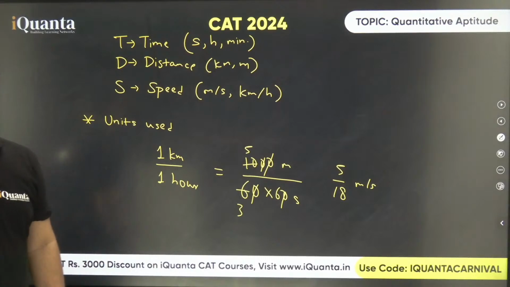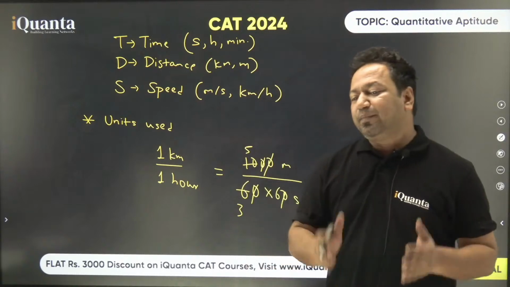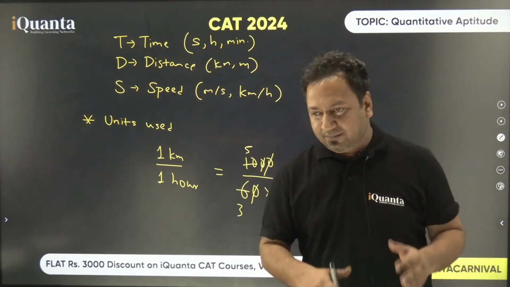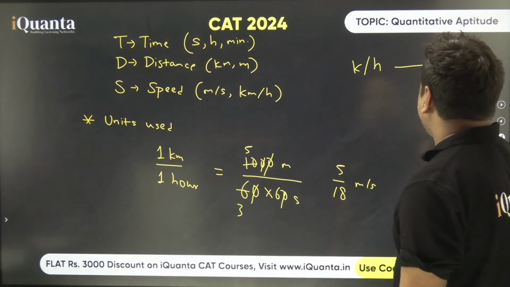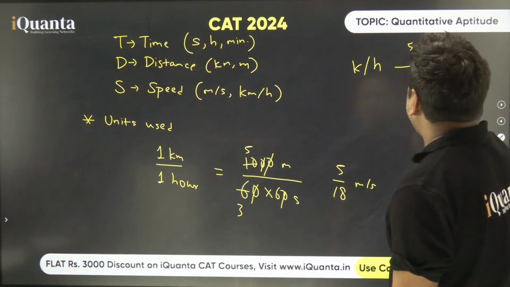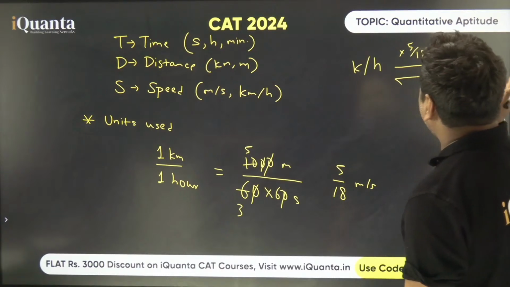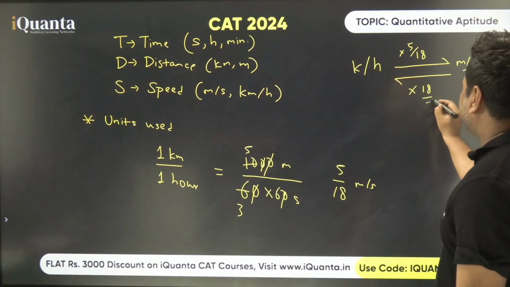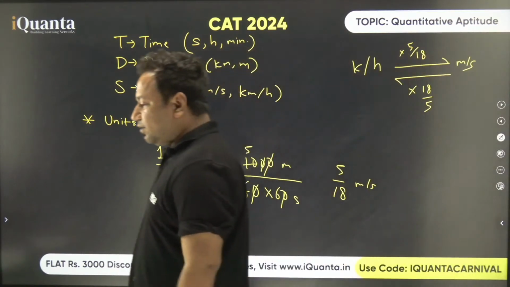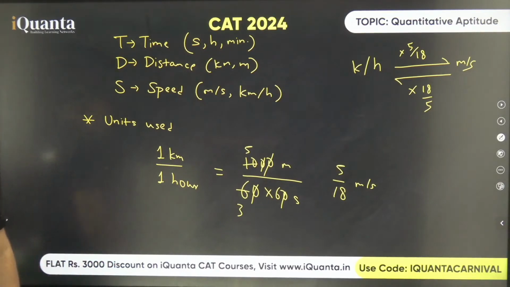Now what does it mean? That means if I want to convert kilometer per hour to meter per second, I need to multiply it with 5 by 18. Is that cool? So kilometer per hour, if I multiply with 5 by 18, I'll get meter per second. And if I want to convert meter per second to kilometer per hour, I'll be multiplying it with 18 by 5, just the reverse of it. So till this point, tell me in the comments if it's clear to all of you. Clear, everyone?